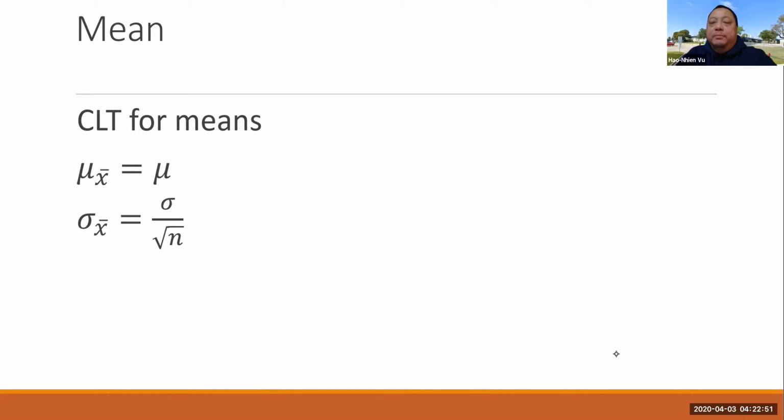And now for the mean. The CLT for mean says that under certain conditions, the sampling distribution for the mean is normal or approximately normal with mean of mu and standard error of sigma over square root of n. So we can use that for inference on the mean just like we did for proportion.